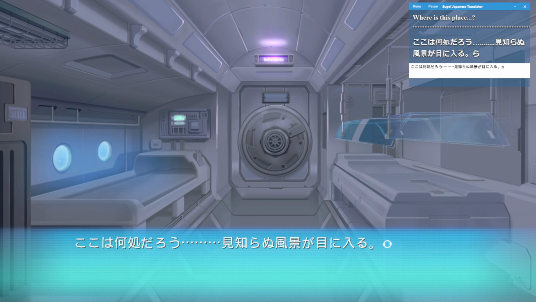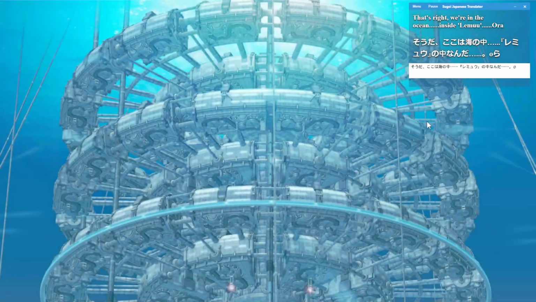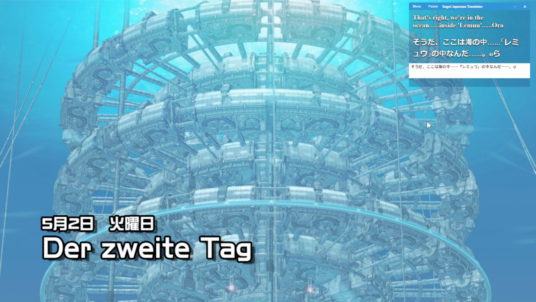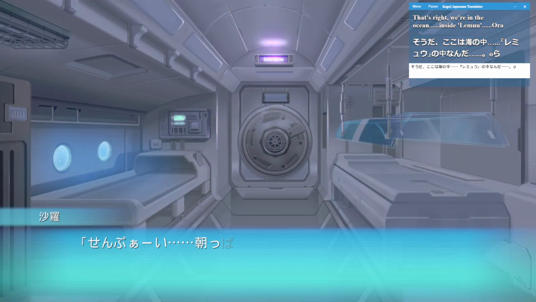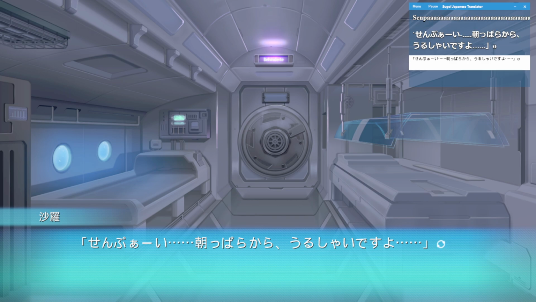So the first part is, where is this place? And I lost what the second part means. Oh, that's right. We're in Lemu in the ocean. See, the second part isn't really important, is it? Right? It's probably like these are unfamiliar surroundings. 先輩、朝っぱらからうるさいですよ。 This is Sarah saying, Senpai, you're so noisy this early in the morning, right? Yeah, Senpai, you're so noisy so early in the morning. And then it just suddenly turns to Senpai! It's like, I got it, and then I'm just gonna retract my answer and replace it with a bad one.